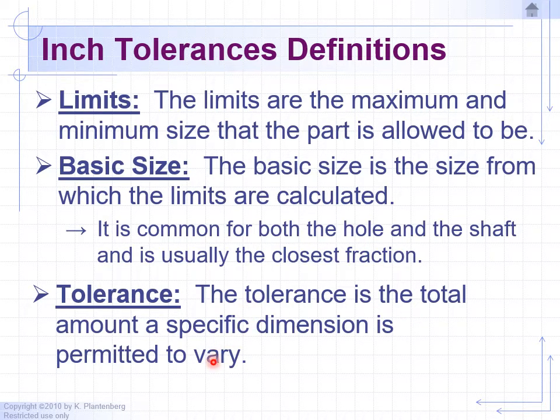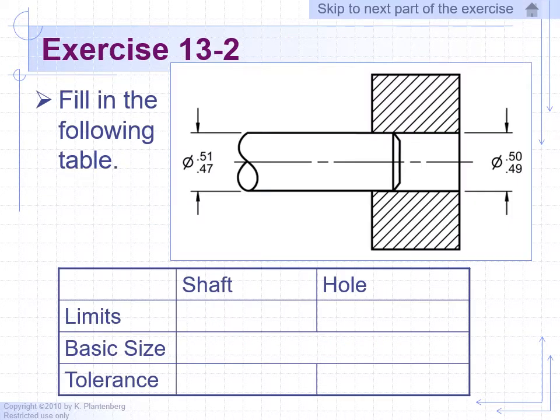Tolerance is the total amount a specified dimension is permitted to vary. That's your wiggle room. To practice tolerancing, we're going to take a look at something that's very common on a drawing, and that is hole patterns and hardware. So typically where you have a hole, you'll have some type of hardware that goes through it, whether it's a shaft, a dowel pin, or a screw or bolt.